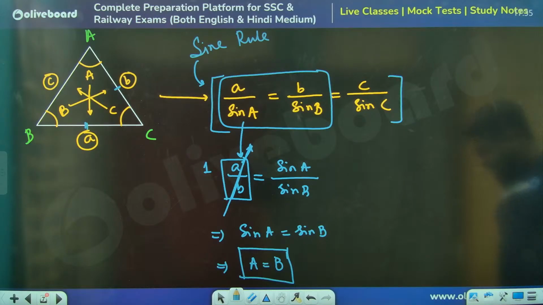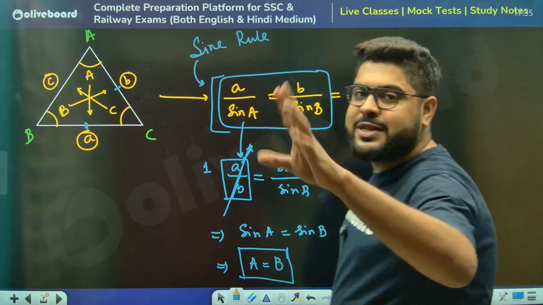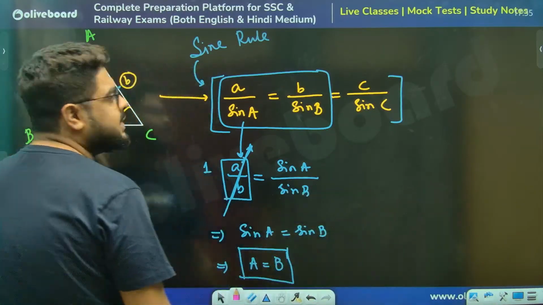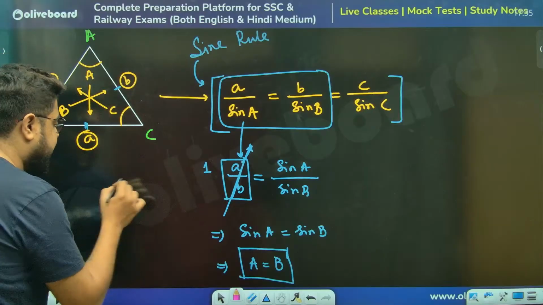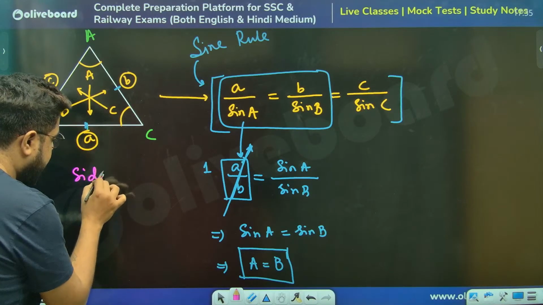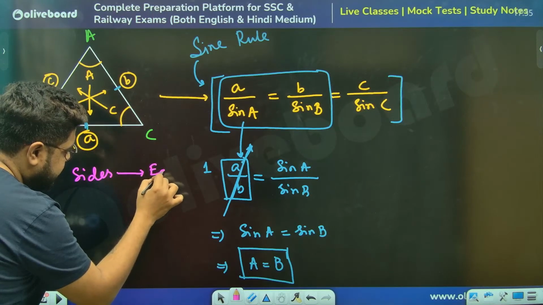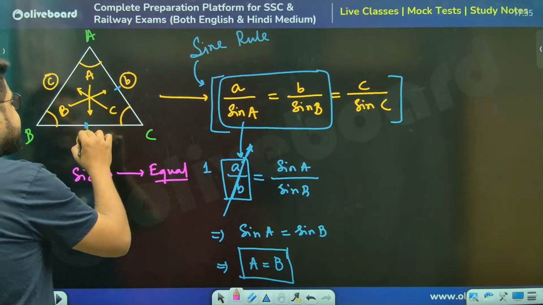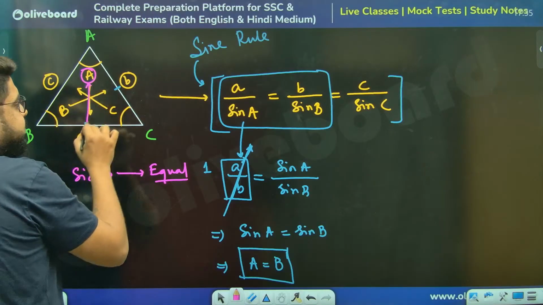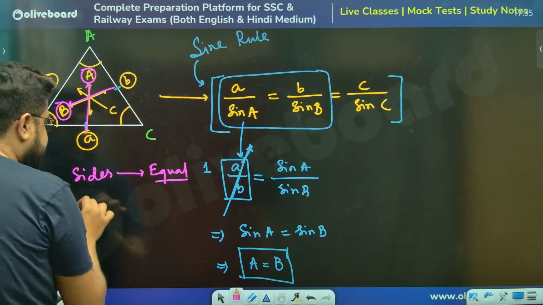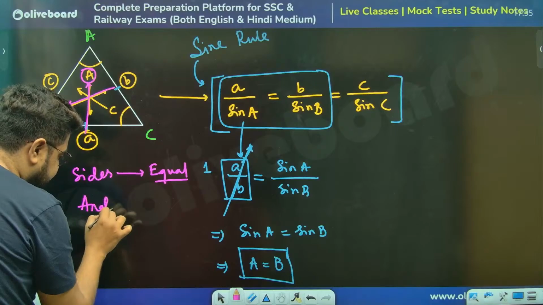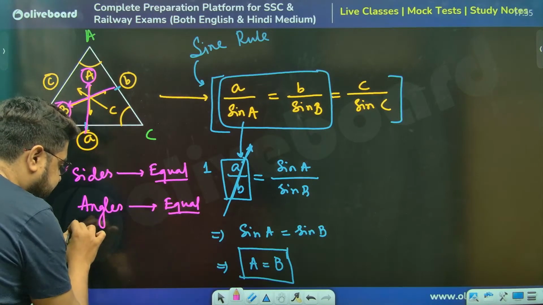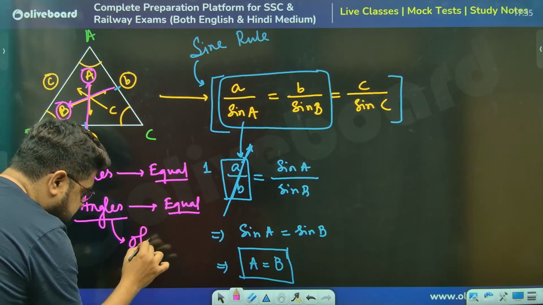Perfect. Now, what conclusion did I get? If I summarize what we have just done: if the sides a and b are equal, then their opposite angles are also equal. Capital A was opposite to a, and capital B was opposite to b. What angles? Not any angle, but the opposite angles.